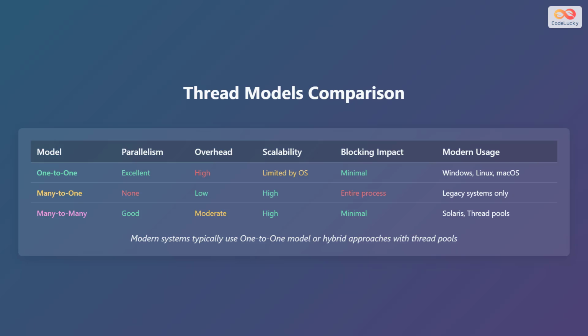The many-to-one model, on the other hand, offers no parallelism and blocking system calls impact the entire process, although it has low overhead and high scalability. This model is now used only in legacy systems.